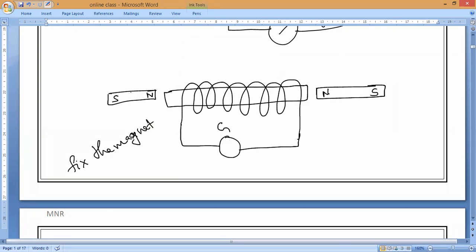Both ways, the same process, the current is induced. Whether we push the magnet from this side or that side, the deflections will also take place in the same direction. If the bar magnet is fixed on any side and the solenoid is moving, with oscillation, relative motion, to and fro motion, then also the deflections will take place in the same direction.